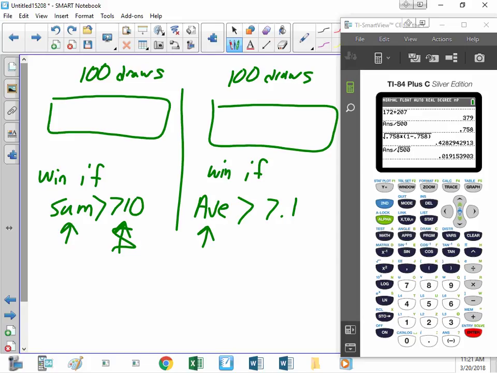So, for instance, you're going to do 1,000,000 draws. Would you rather win if you have more than 710 or more than an average of 7.1? What's the chance, if you do 1,000,000 draws, of getting more than 710? 100%. Unless there are zeros in the box, but okay. That does it. That's it.